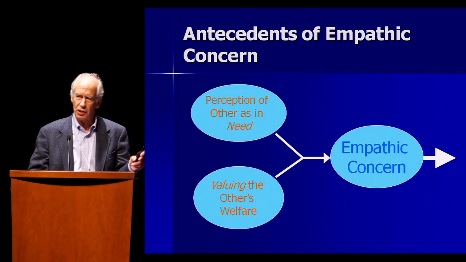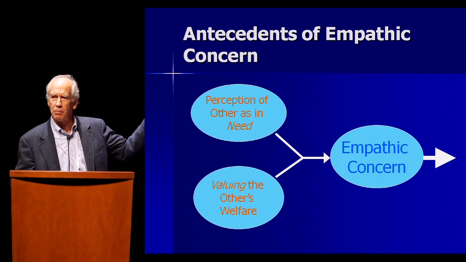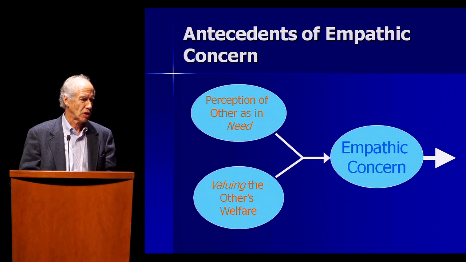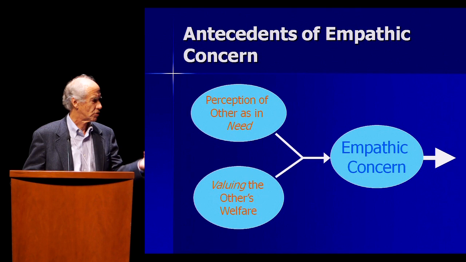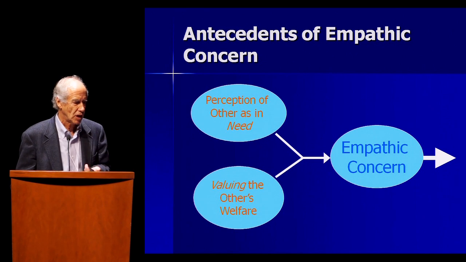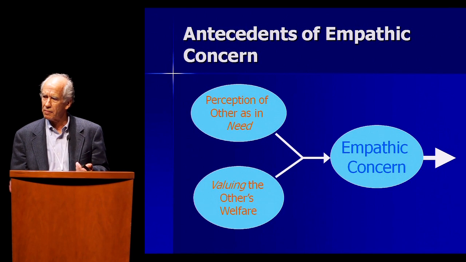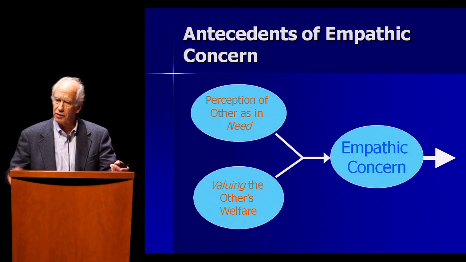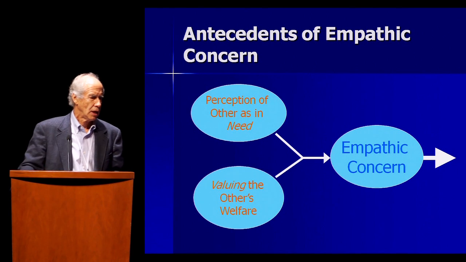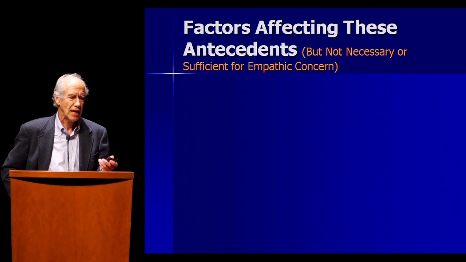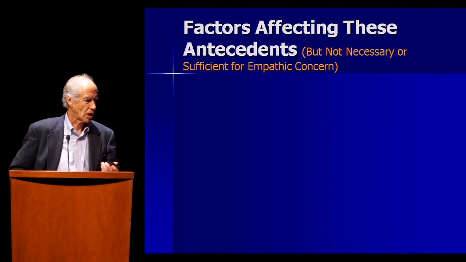But let me go quickly to, okay, so where does empathic concern come from then? And what I would suggest is evolutionarily, it may be that empathic concern is a generalization off of parental care. I think that's probably the most likely hypothesis in terms of its genetic basis. But in the situation, I think it's 2 things: perception of the other as in need and valuing the other's welfare, that those are the key antecedent components that produce this feeling for the other, which produces the altruistic motivation. Okay. So that gets us into just mentioning a number of factors that affect the antecedents but aren't sufficient for empathic concern. And I'm going to run through these really fast.